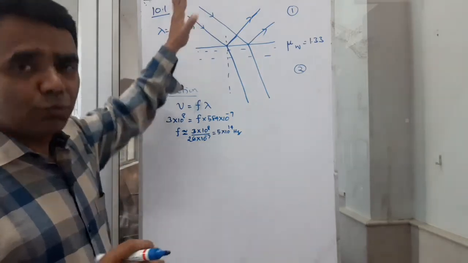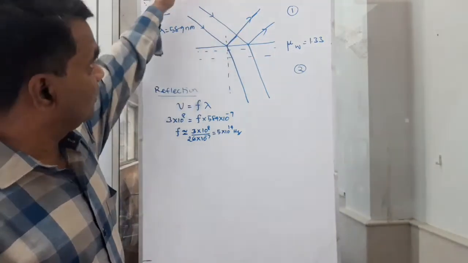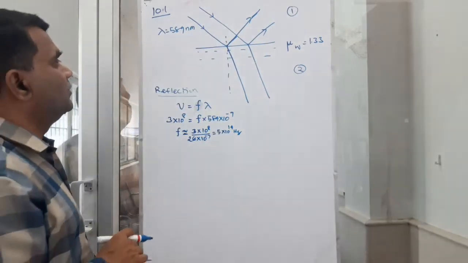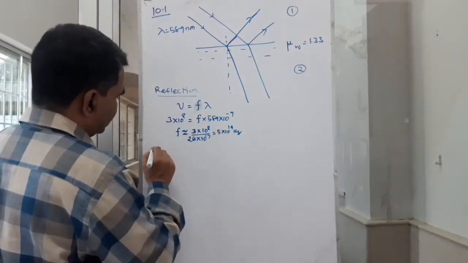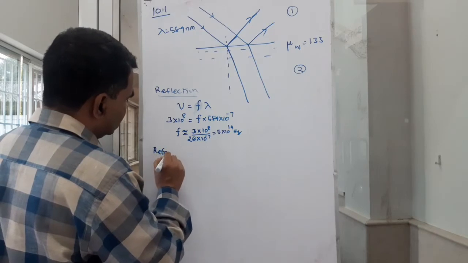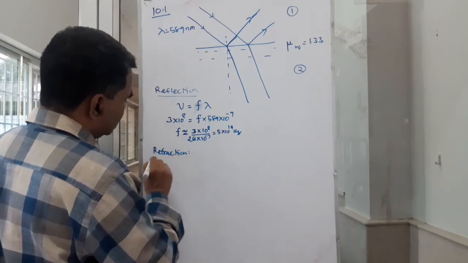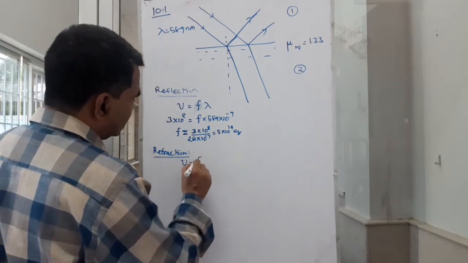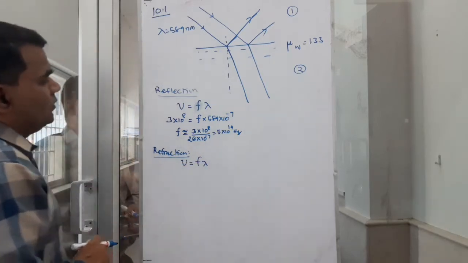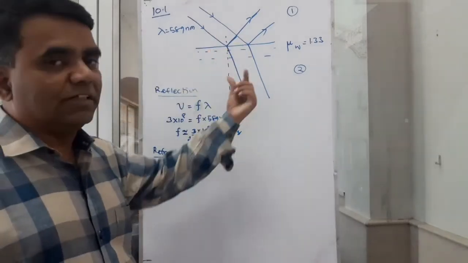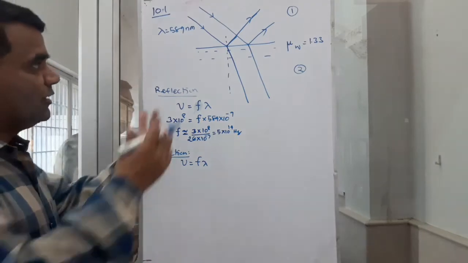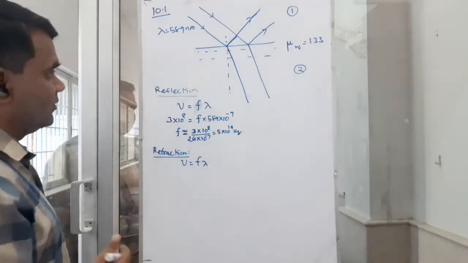And what is the wavelength? The wavelength will not change, because the wave is traveling in the same medium after reflection. So nothing happens there. But what about refraction? Even here, V is equal to f lambda. But you see, the speed has changed. You don't have the same speed in the second medium. So you need to find that.